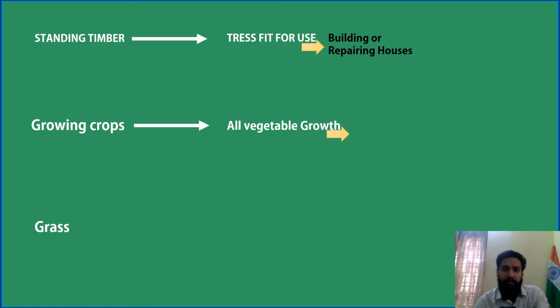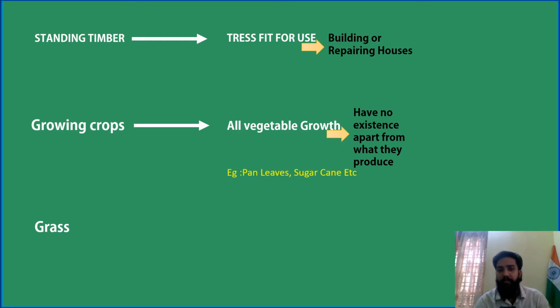Next one is growing crops. All vegetable growth which have no existence apart from what they produce. For example, pan leaves, sugarcane, etc. Sugarcane has only one use. We use the sugarcane for making sugar. We cannot make furniture with sugarcane. So the sugarcane has no existence apart from what it produces. So anything that has no existence apart from what it produces, all such vegetable growth is related to growing crops.